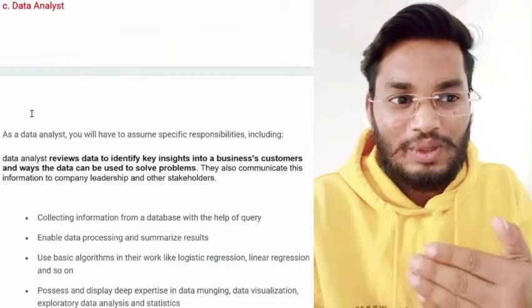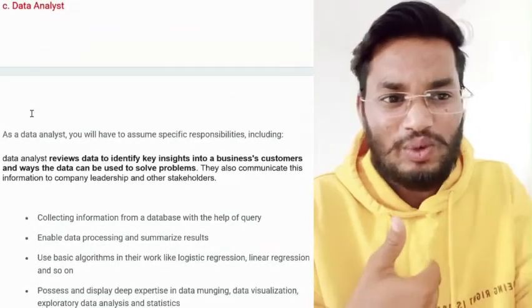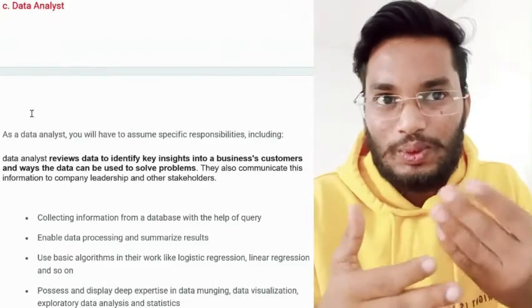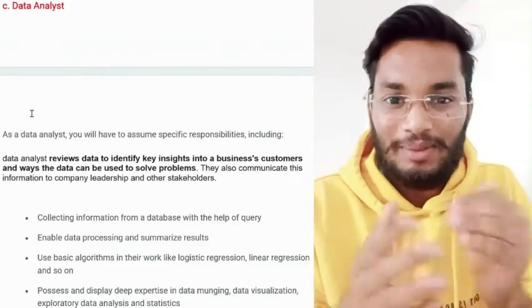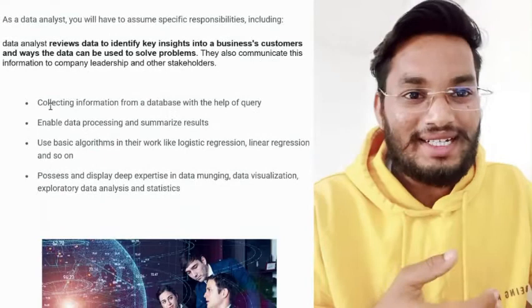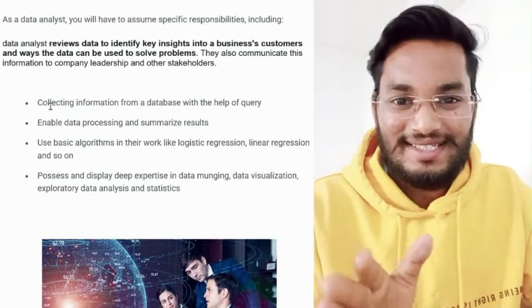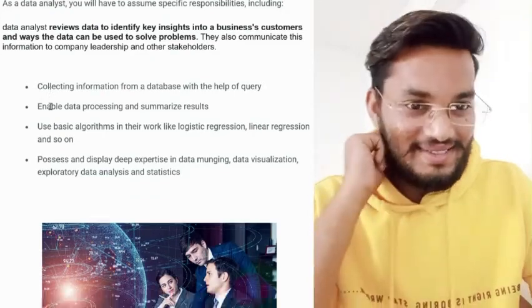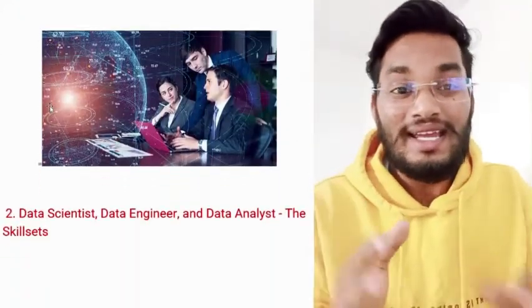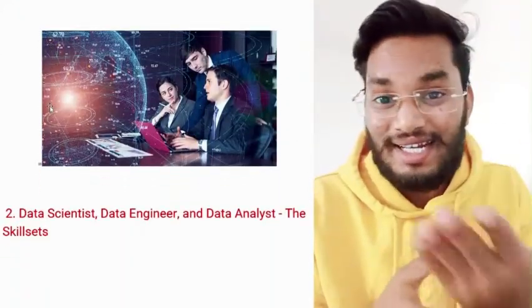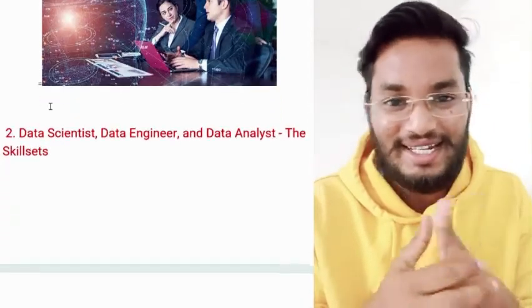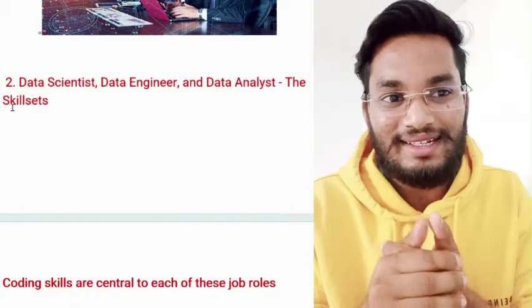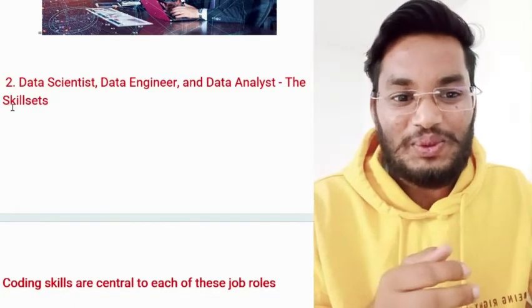They will help with some of the queries. They will give insight of data to data scientists, so that they will develop that model. So that is the responsibility of the data analyst, data engineer, and data scientist. So what is next is, what is the skill set required for data engineer, data analyst, and data scientist?